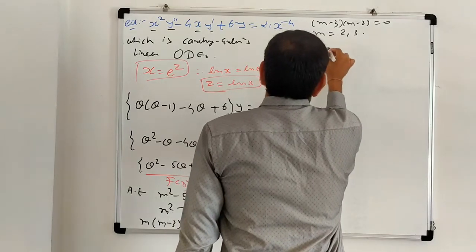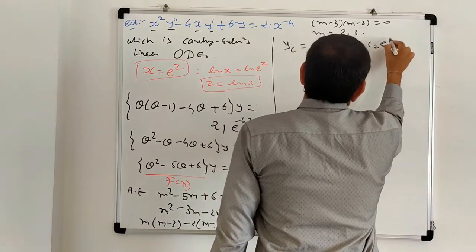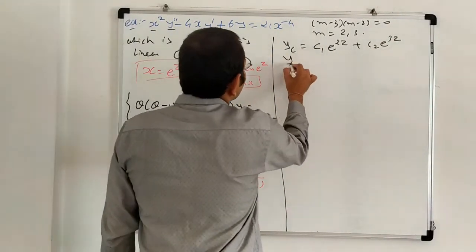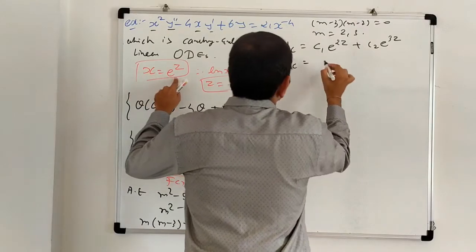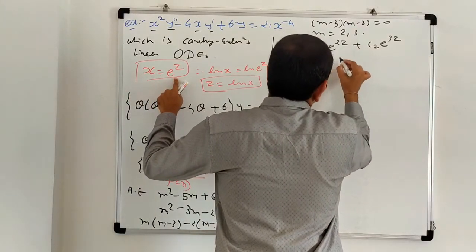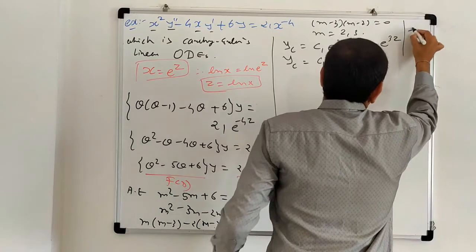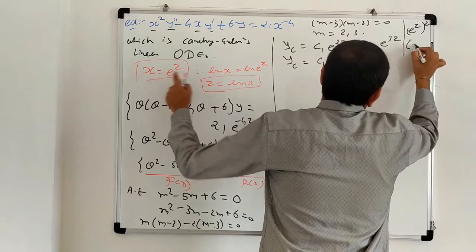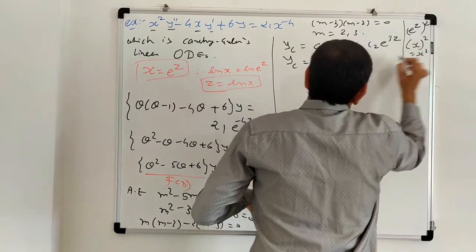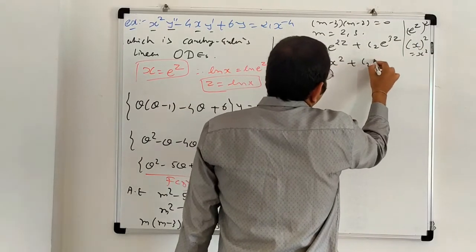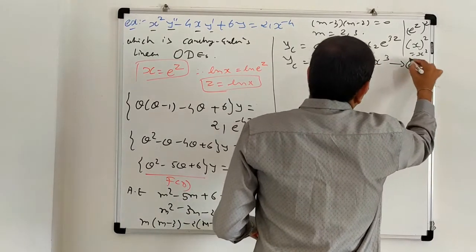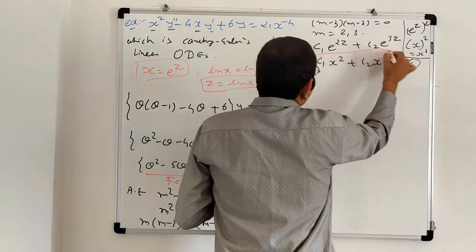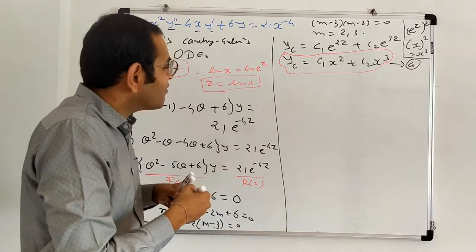Then yc equal to c1 e raised to 2z plus c2 e raised to 3z. We require this in terms of z, then convert in terms of x. Then x equal to e raised to z. Then we can write here e raised to z whole square. Then e raised to z equal to x, then x whole square, that is x square, and that is x cube. That is our equation number 1. That is our yc.